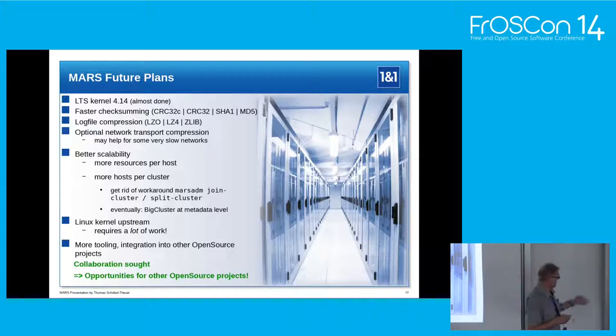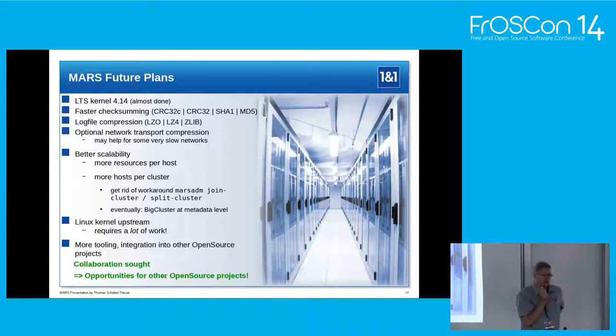So if you want to dive in, I can even explain why this is the case, because there are existing cases where it's faster than a raw device. So some other projects: log file compression is maybe not used at 1&1, I think, because our data center lines are good enough.